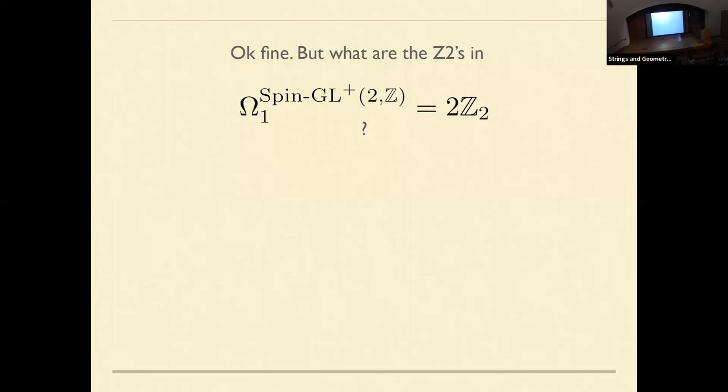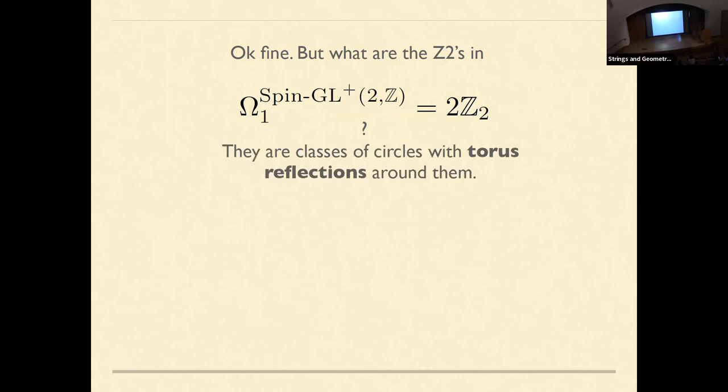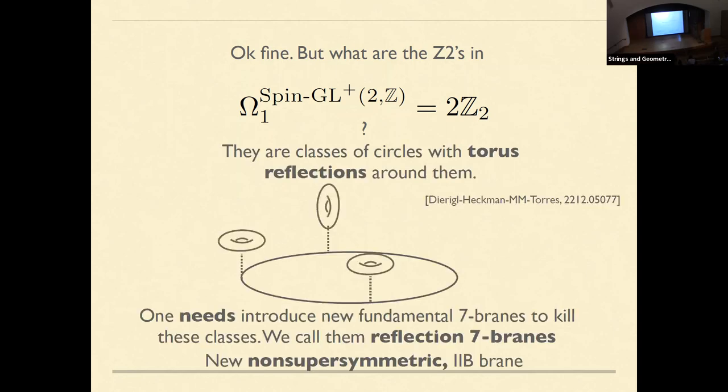You still have these two cobordism classes here that you haven't trivialized. What are you going to do with them? Well, these are classes where you take the F-theory torus and just reflect it. As you go around the circle, you glue it back with a reflection. So what the cobordism conjecture tells us is that we need to invent a new seven-brane. In this case, it's non-supersymmetric, which kills this class. We are calling them reflection seven-branes.